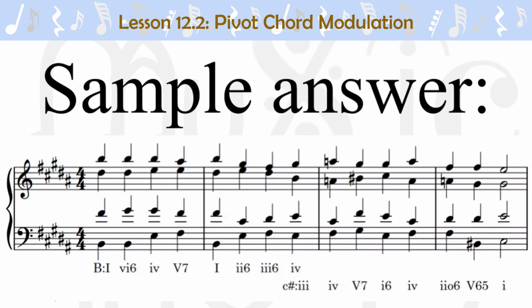The modulation lasts from the second beat of the second measure to the third beat of the third measure, moving from the 1 chord of the old key to the pivot chord, and then moving from the pivot chord to 1 in the new key. The establishment of the new key is from the third beat of the third measure to the end, ending in an imperfect authentic cadence in C sharp minor.